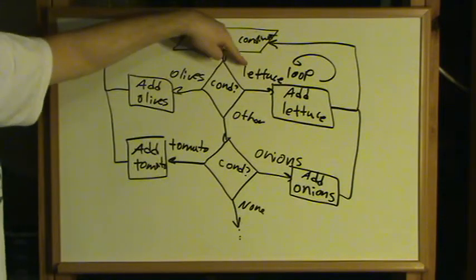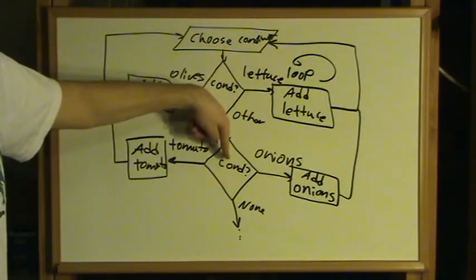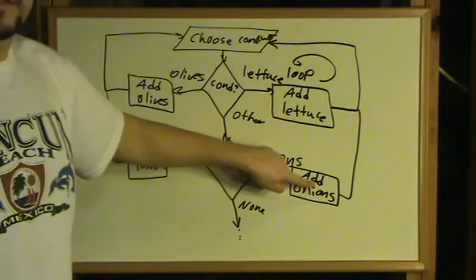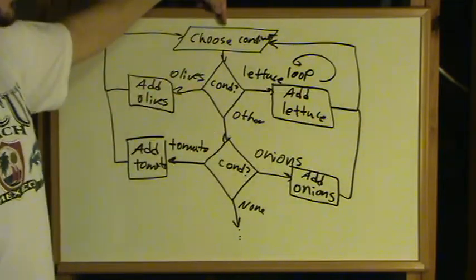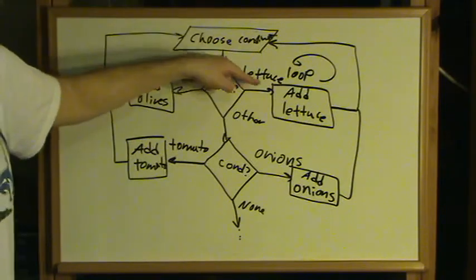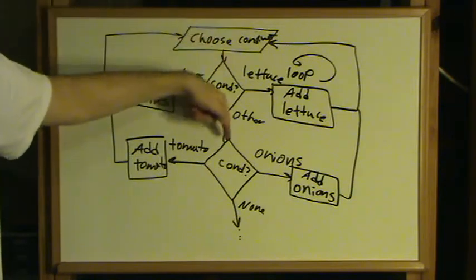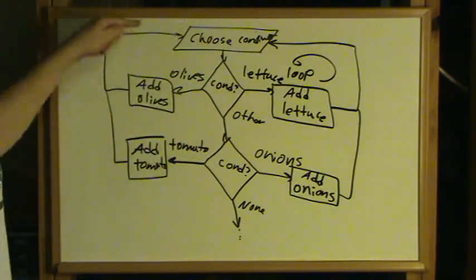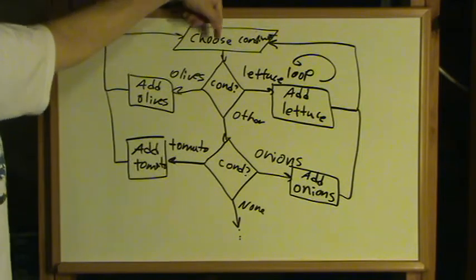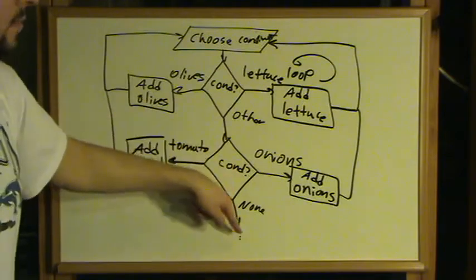Okay, is it lettuce? No. Is it olives? No. Is it other? Yeah, it's other. Okay, so we're going this way. Is it tomato? No. Is it onions? Yes. Add onions. Go back up. I want lettuce now. Okay. Go through here. Is it lettuce? Yes. Add lettuce. I want tomato. Okay, go through here. Oh, tomato. Okay, now we're adding tomato. And then I'm done. So we go down here. No, it's other. Not onions, not tomato. None. Oh, okay, so we're moving on.